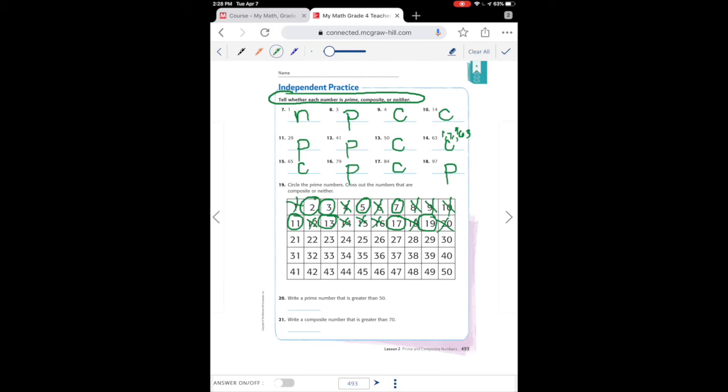Are you sick of me saying prime and composite yet? Prime, composite, prime, composite. Say it 10 times fast. It's kind of hard. All right, I'm just going to go through and do the rest of them, and then you can check your work.